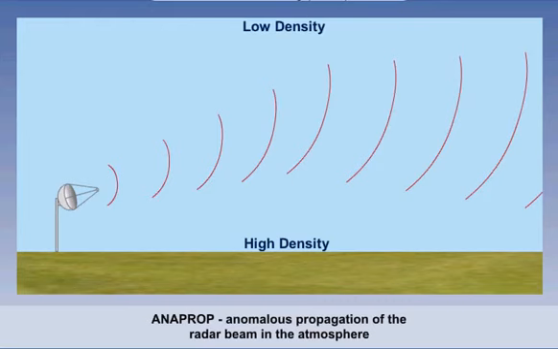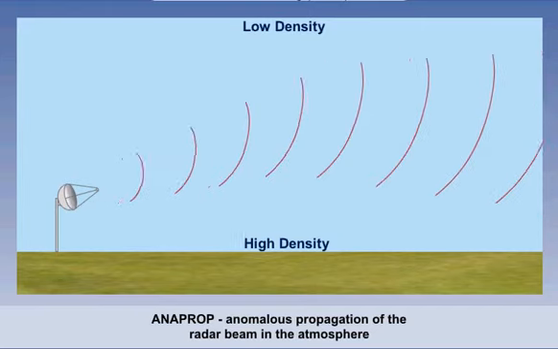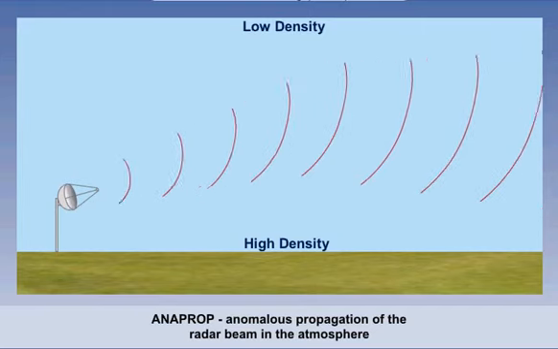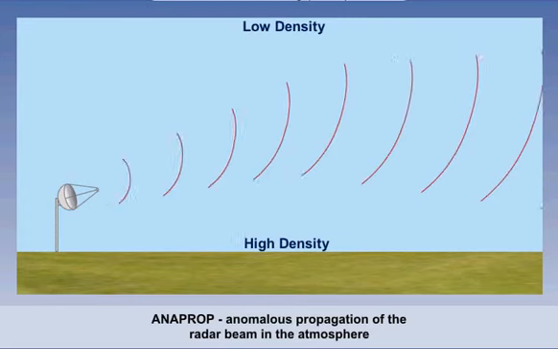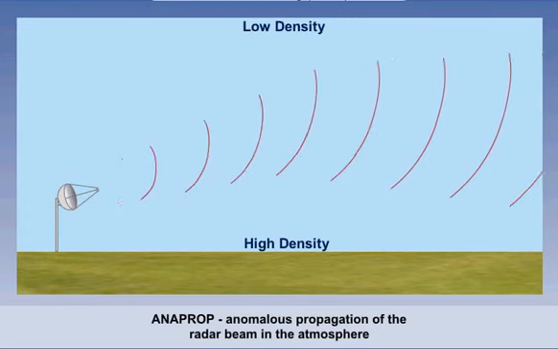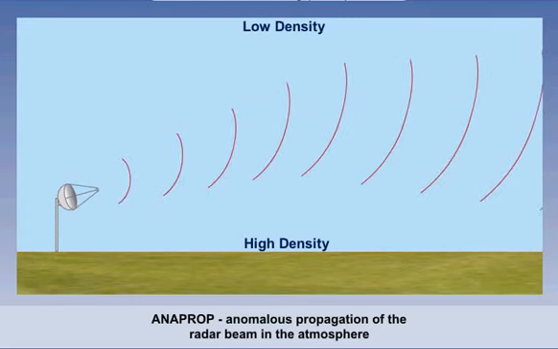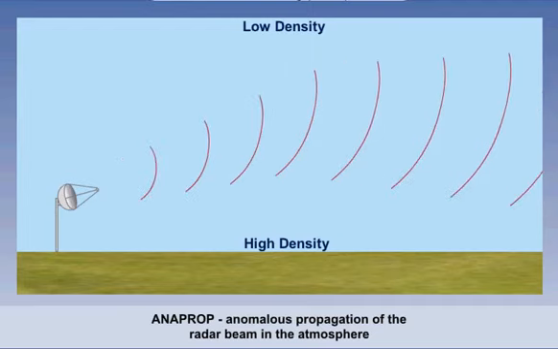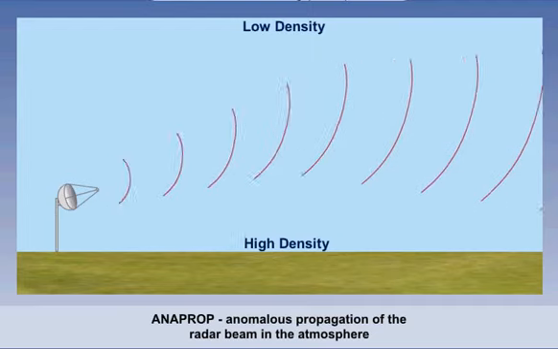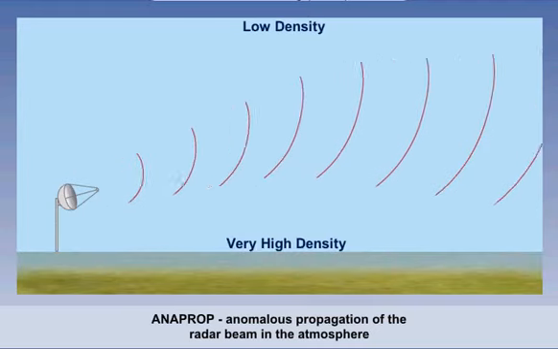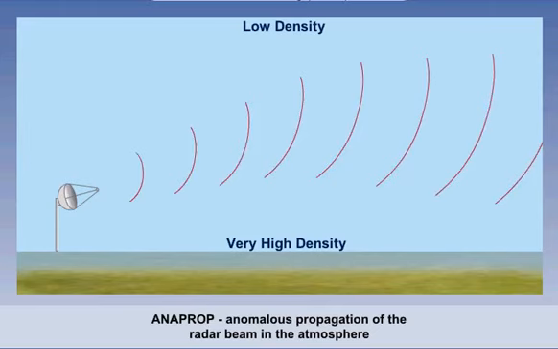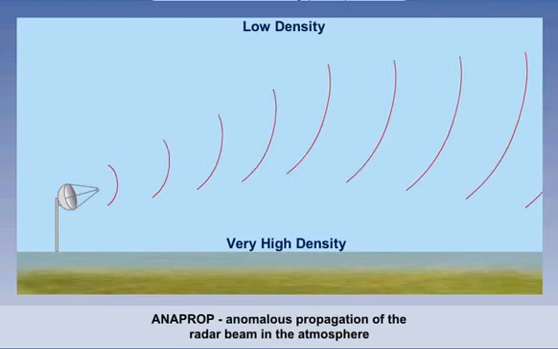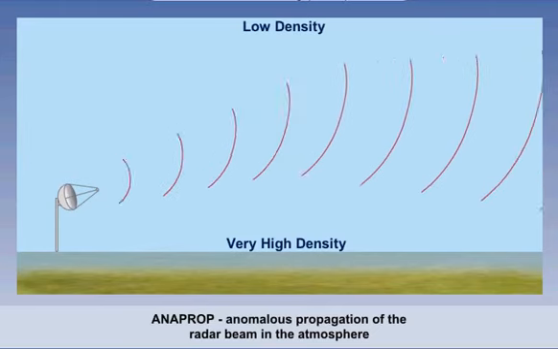Another effect which regularly occurs is something called anomalous propagation, shortened to anaprop. As the beam of radiation passes through the atmosphere, it curves downwards. This is caused by the vertical variation in density of the atmosphere. It travels faster where the density is less. In extreme cases, the air near the ground may be so cold and dense that a radar beam which starts out moving upward is bent all the way down to the ground.